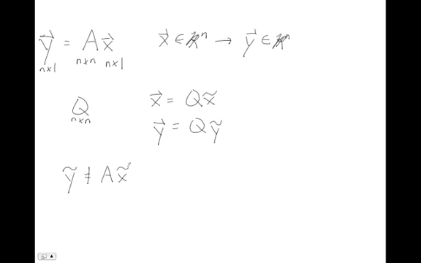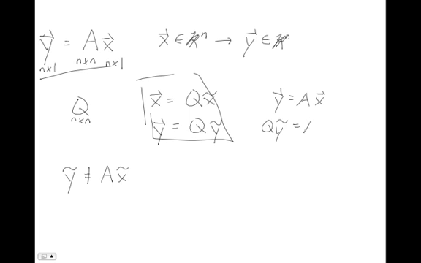You go back to first principles. You don't make an assumption here. You just start plugging in the things you know. So we know this and we know these two things. Let's start plugging those in. We have that y is equal to Ax, and then we have that y is Q times y tilde, and x is equal to Q times x tilde.